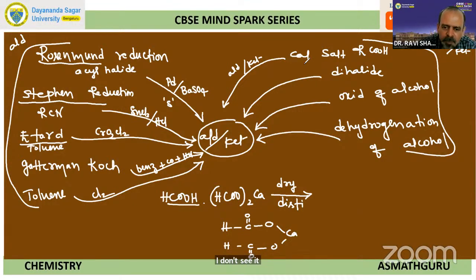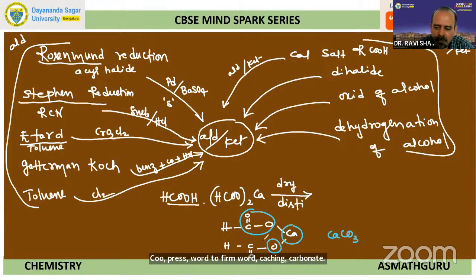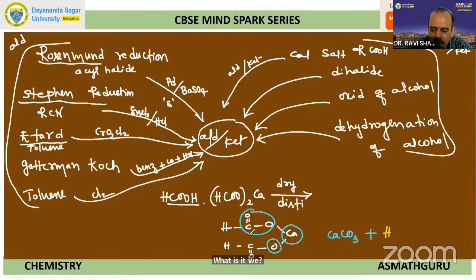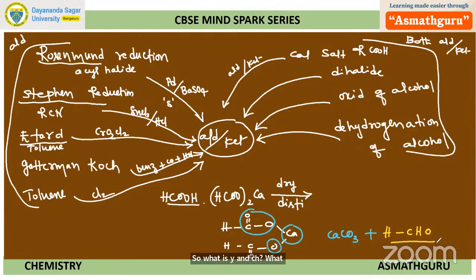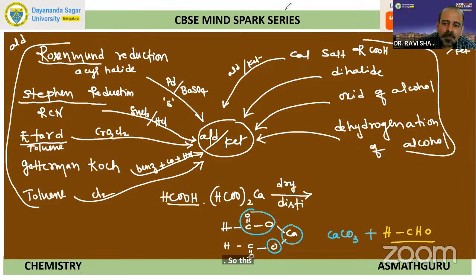When you subject it to distillation, what will happen? This Ca combines with CO plus O to form calcium carbonate. What is remaining is H and CHO. What is H and CHO? Aldehyde. Got it? So this is from calcium salts.